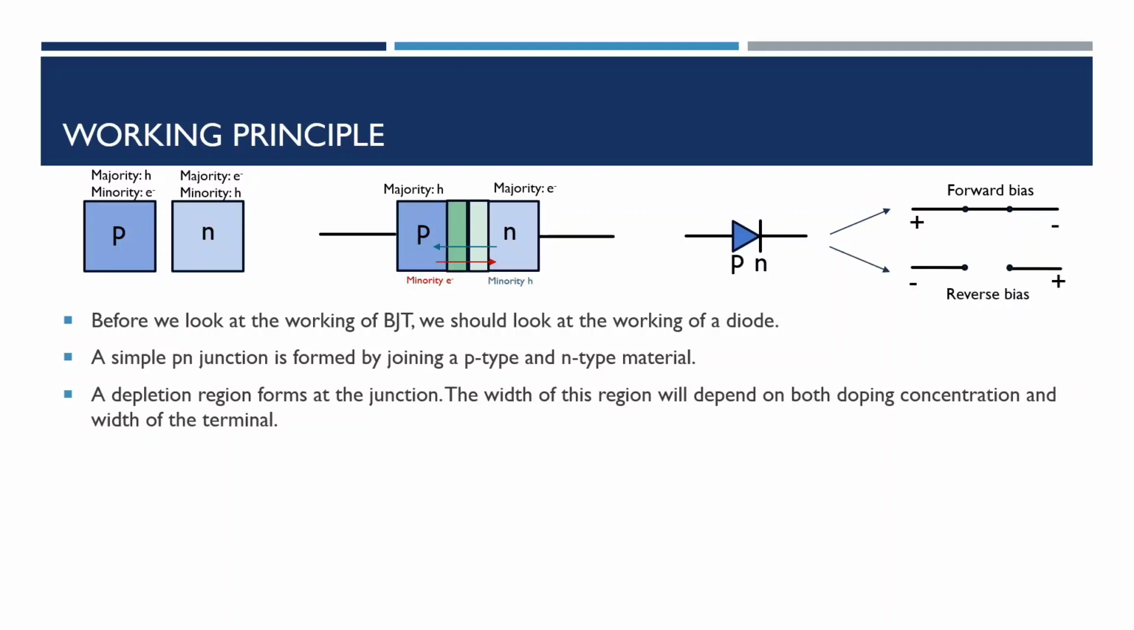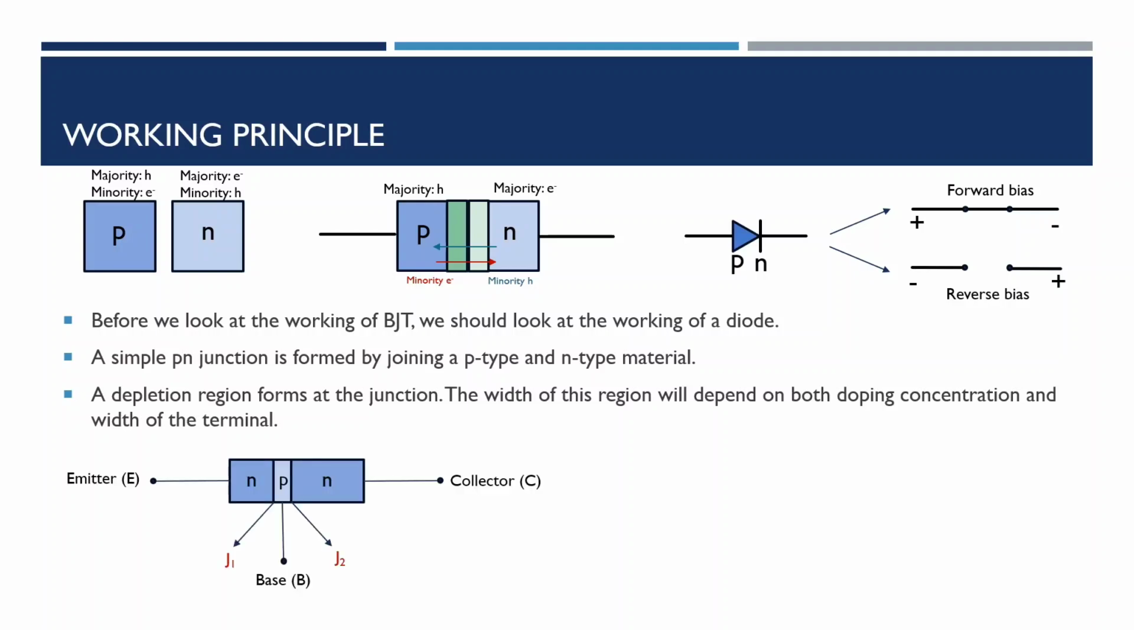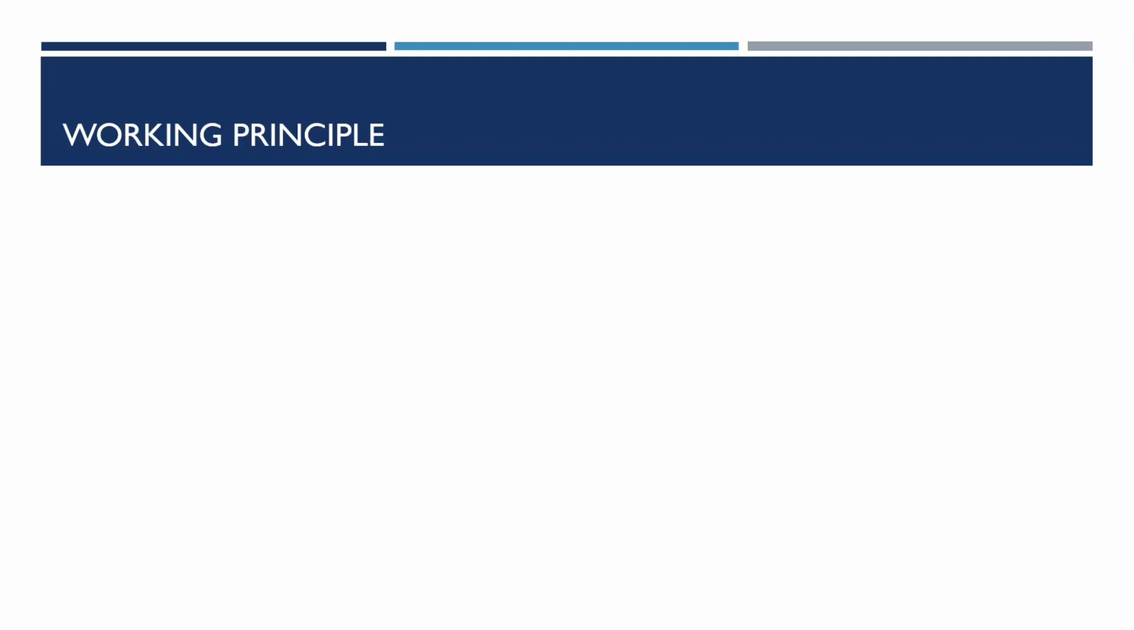If the battery terminals are reversed, we reverse bias the diode and it acts as an open circuit as the depletion region once more increases in width. So in the given NPN BJT, junction 1 has to be forward biased and junction 2 has to be reverse biased. These are very important. Now that we have these points down, let us look at a biased NPN BJT device.